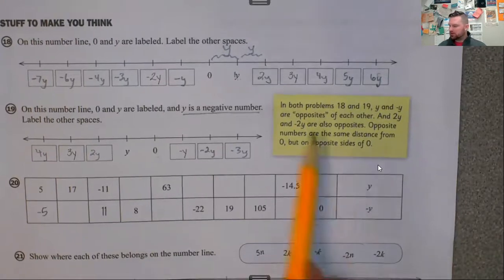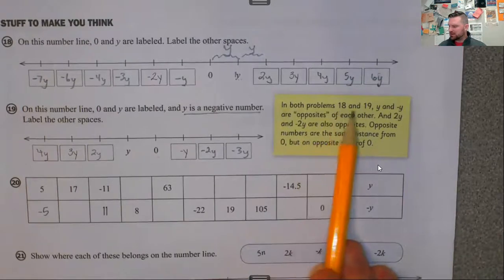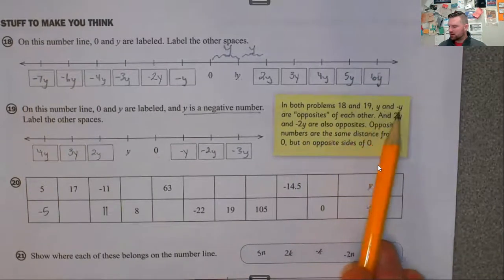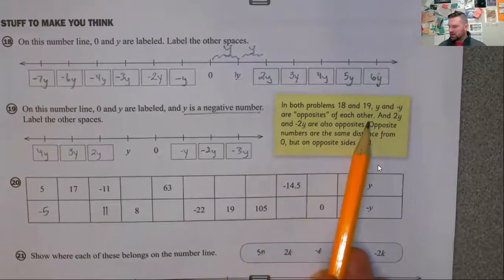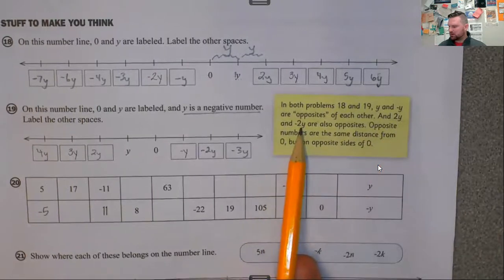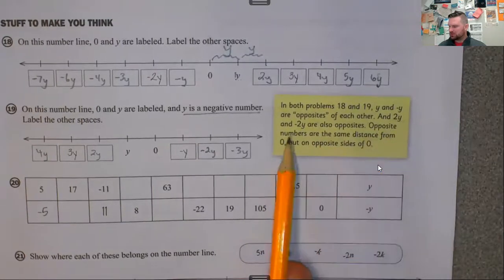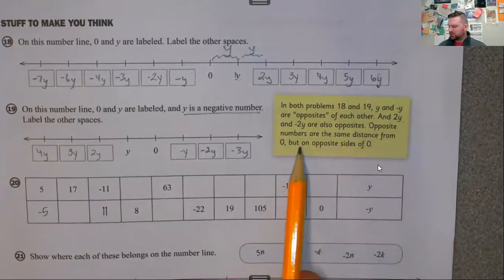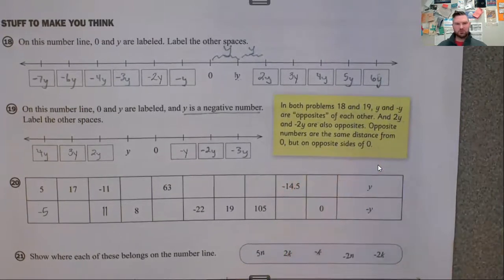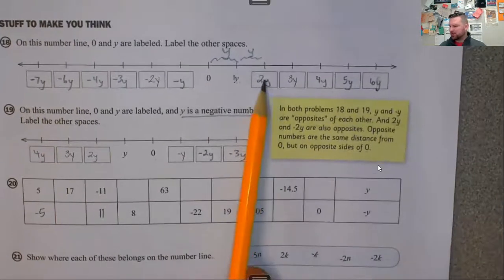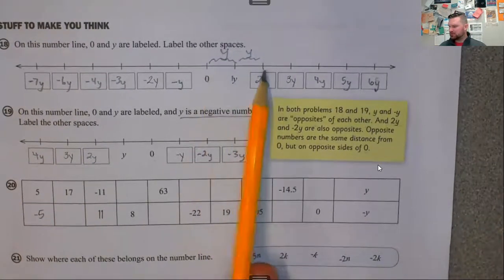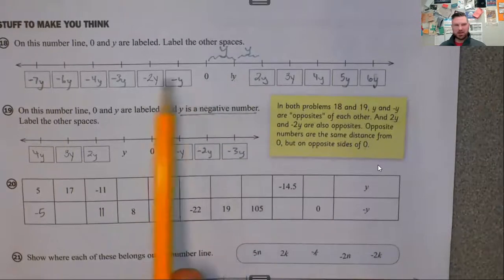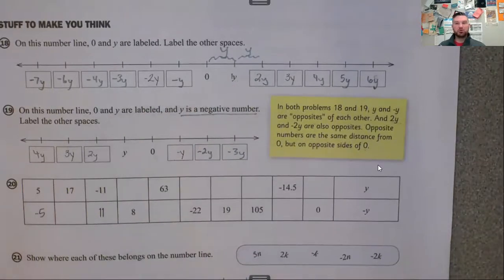So when you plug a negative number in here, a negative times a negative turns out to be a positive. Here it says in both problems, 18 and 19, y and negative y are opposites of each other, and 2y and negative 2y are also opposites. Opposite numbers are the same distance from 0, but on opposite sides of 0. That's just saying from 0 to 2y is the same as 0 to negative 2y. They're both 2y distance away.